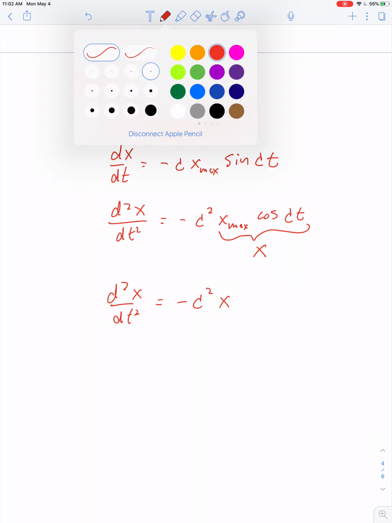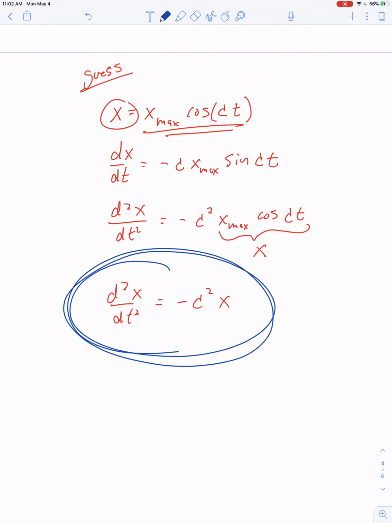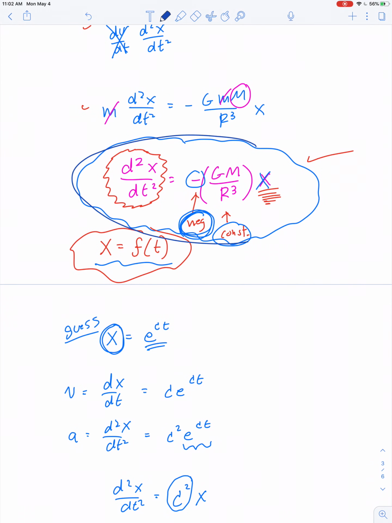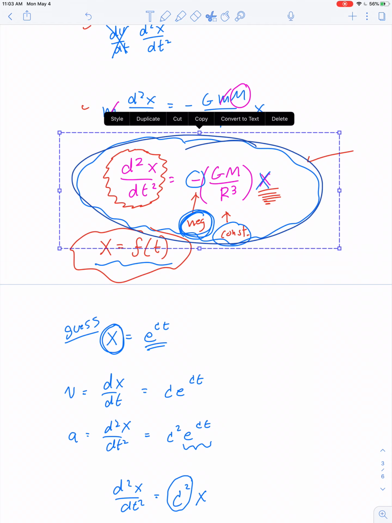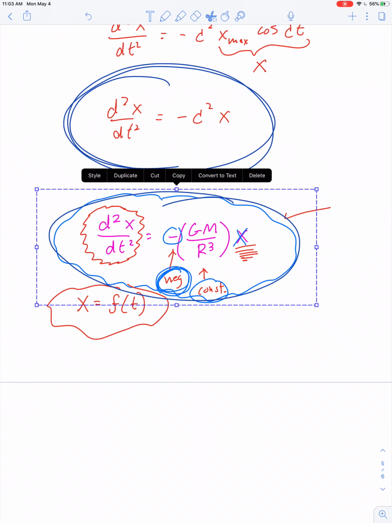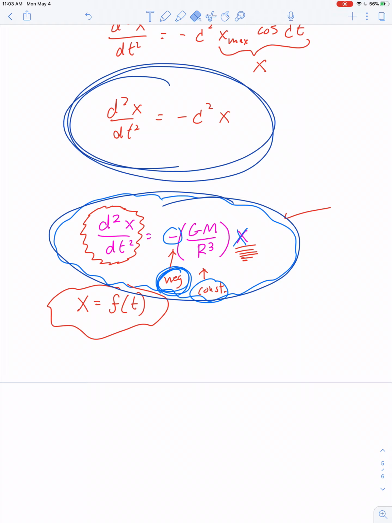So this expression matches this expression as long as the constant is of the correct value. If I copy, I can paste this down below so we can see the two side by side. Clean this up a little bit. Okay, do you see the comparison?